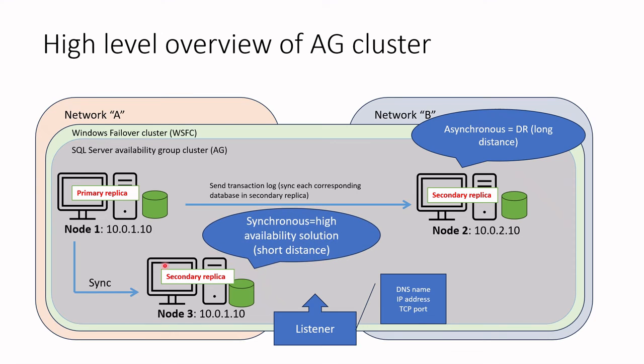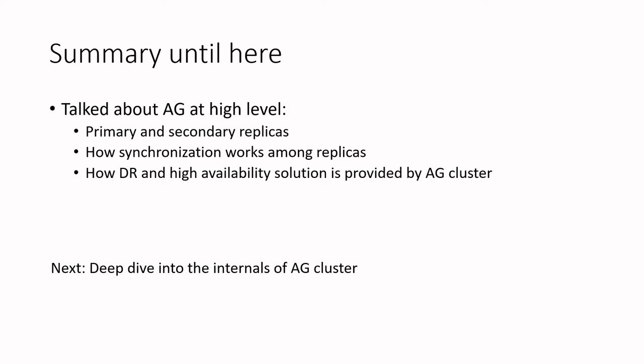Synchronous commit mode, on the other hand, is used for short distance replicas for a high availability solution. For example, node 3 here. Okay, so until here, we talked about AG at a high level, right? We talked about primary and secondary replicas. Also, we talked about how synchronization works among replicas and how you can utilize AG for DR and high availability cases. Now, let's switch from a high level overview to a more detailed view of AG by diving deeper into the internals of AG.